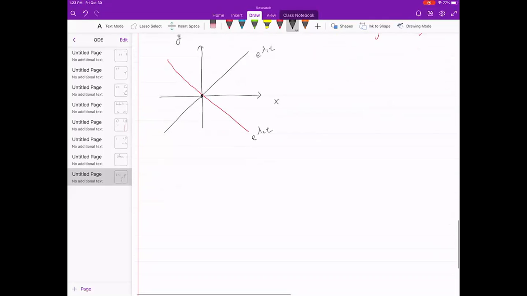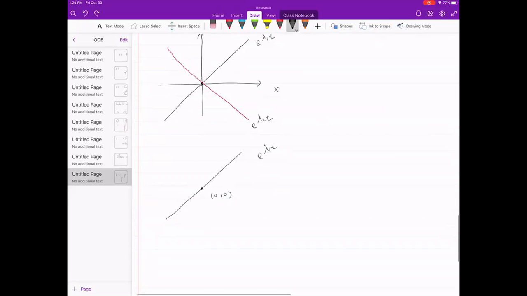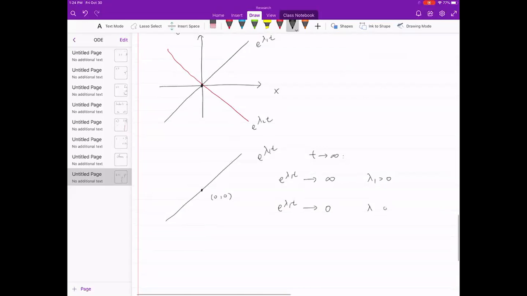All right, let's take one of them. Here's (0, 0). On this one, you have e to the lambda 1 t. So how are you going to draw the arrows, like this or that, which tells us source or sink? Think about it. When t goes to infinity, where does this one go? Two choices. It either goes to infinity or it goes to 0, corresponding to lambda 1 bigger than 0 and lambda 1 less than 0. Lambda 1 equal to 0, again, it's degenerate. We don't consider it.